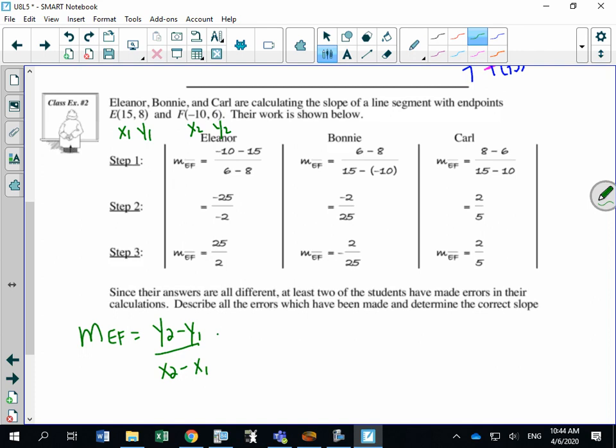I'm going to call these 2 points x1, y1 and x2, y2. Okay, let's plug this in. So y2 minus y1, 6 minus 8, all over x2 minus x1, negative 10 minus 15. 6 minus 8 is negative 2 over negative 10 minus 15, which is negative 25.